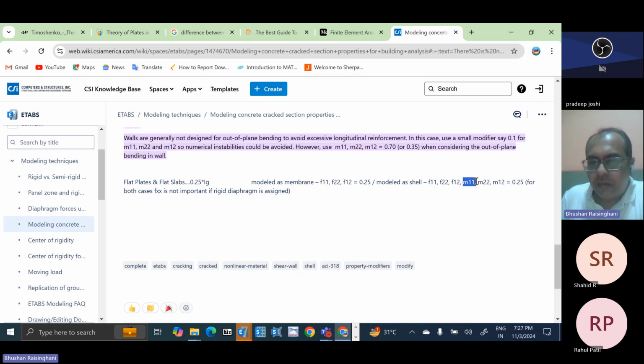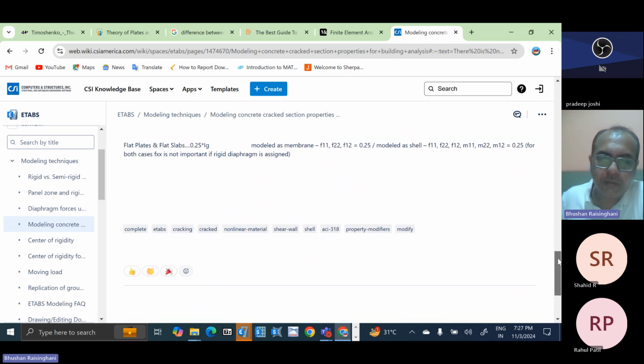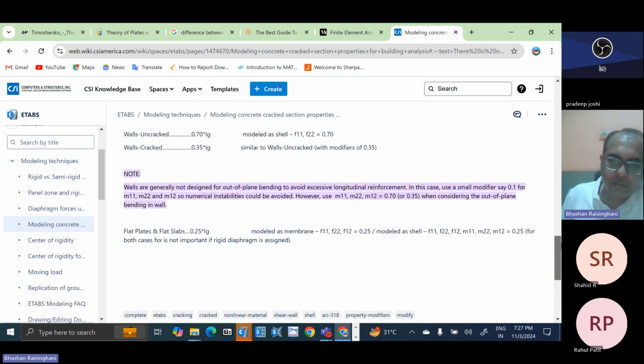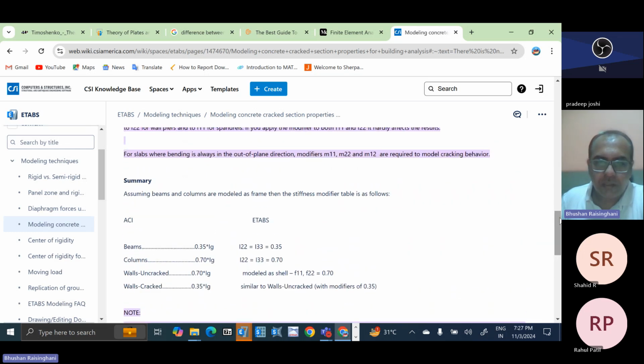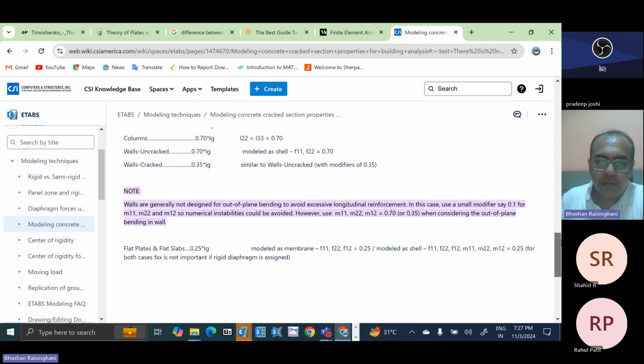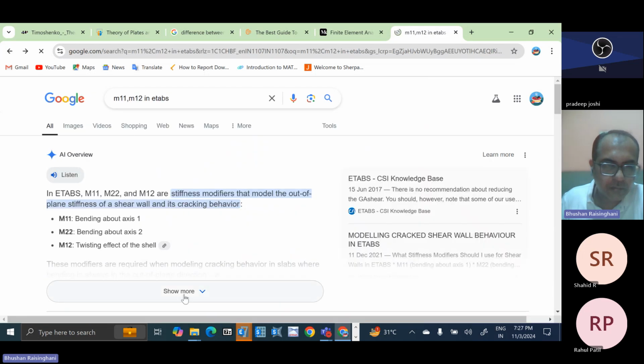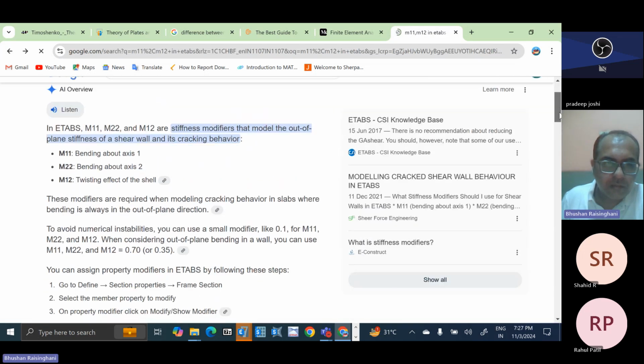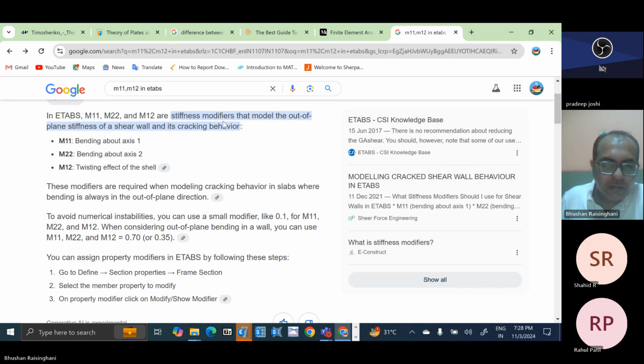So the moments are out of plane, forces are in plane, and both have to be given 0.25 as per ACI code. Okay, we are not looking at the Indian code definition. That's why I'm specifying it. You have to refer to the Indian code, but the logic remains the same. So what we had seen in this previous case, now I can go directly to the last point.